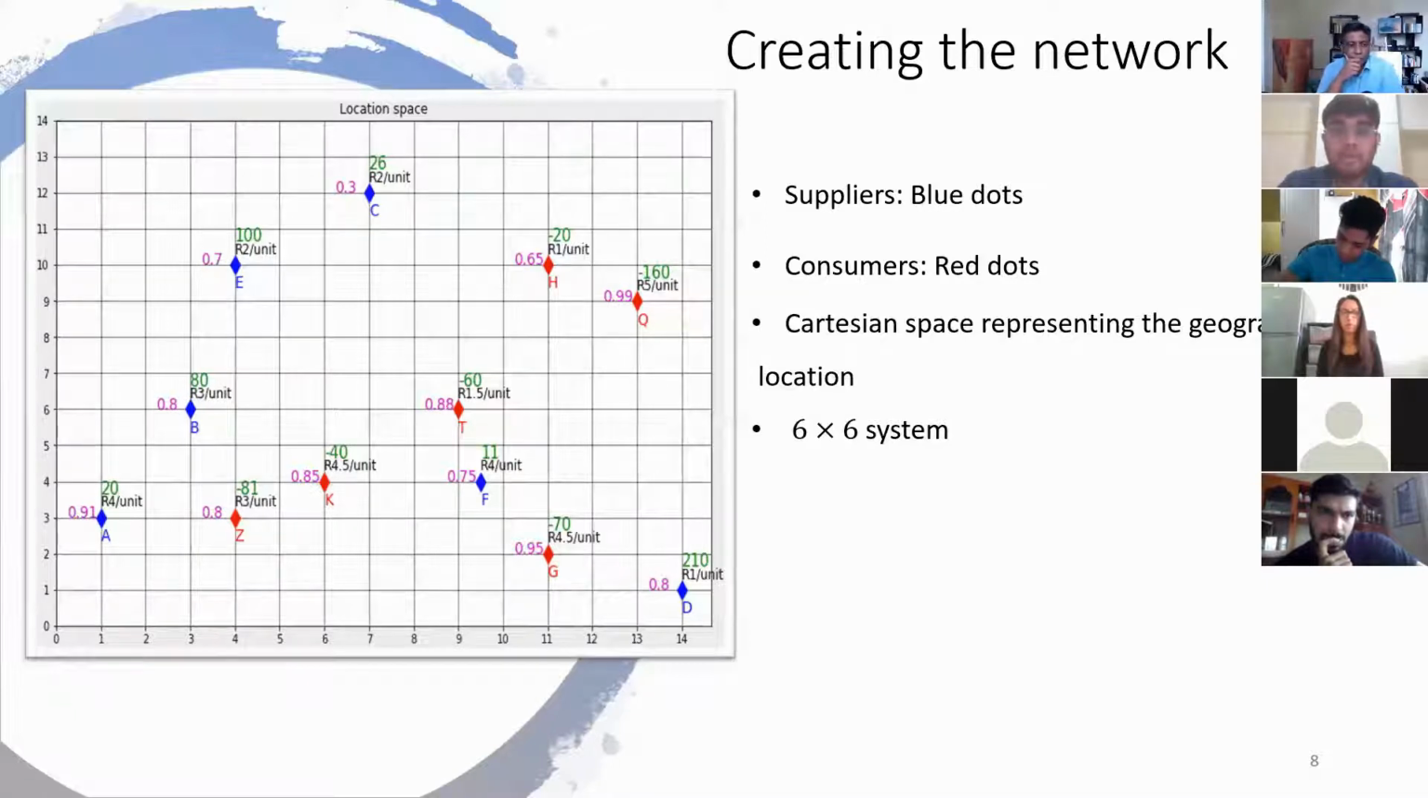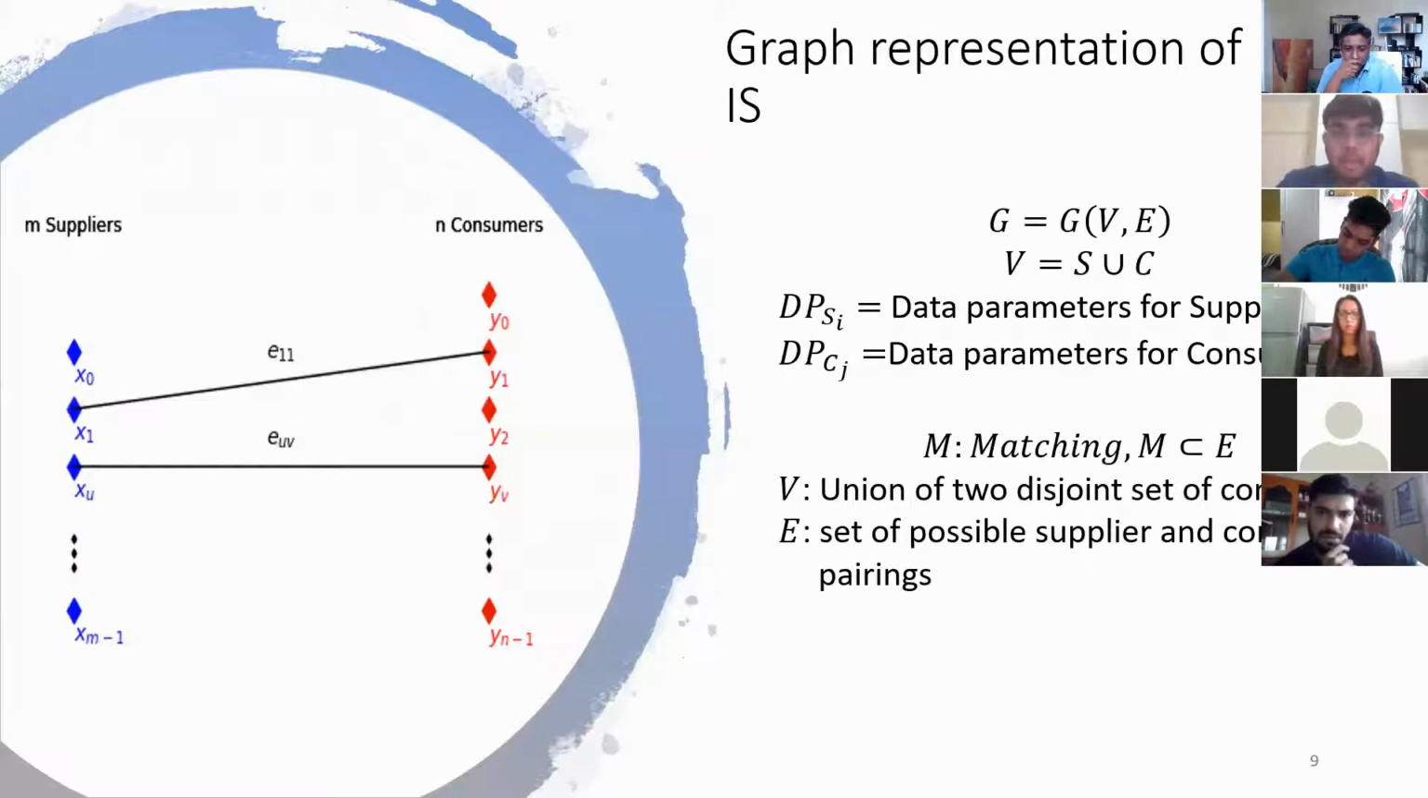These data parameters are useful in determining which supplier should match with which consumer. For the graph representation of this problem, we can consider a graph G as an M by N system where there are M suppliers and N consumers. And the set of vertices are the suppliers and the consumers. And the edges are all the possible matchings between those two sets of vertices.